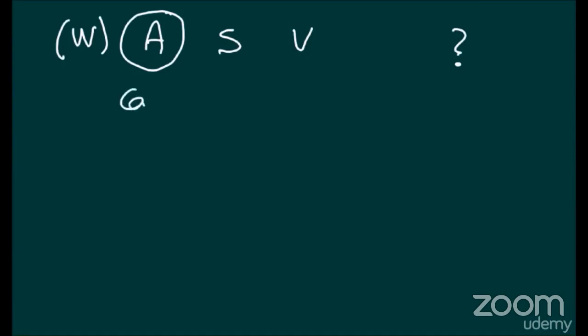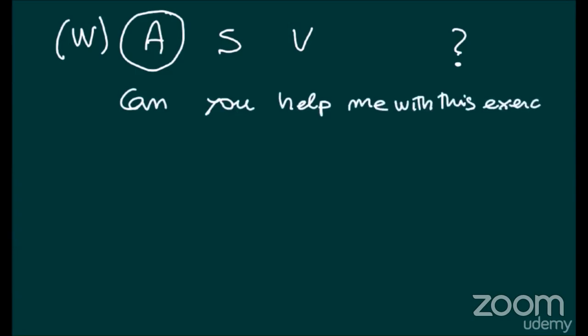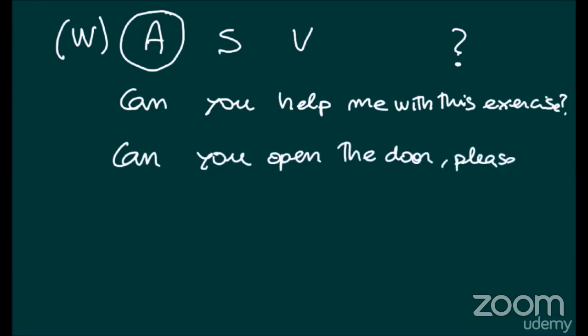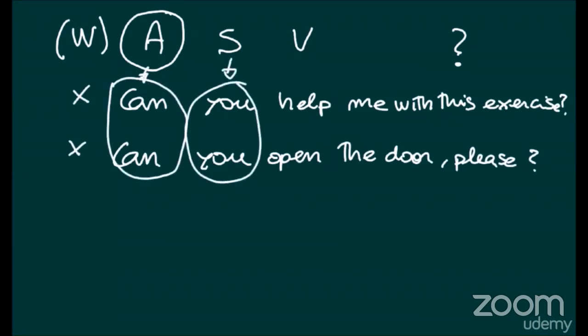Let's see some questions. Can you help me with this exercise? Can you open the door, please? Look that we are using the WASV formula again, where can is the auxiliary, S is the subject, and V is the verb.